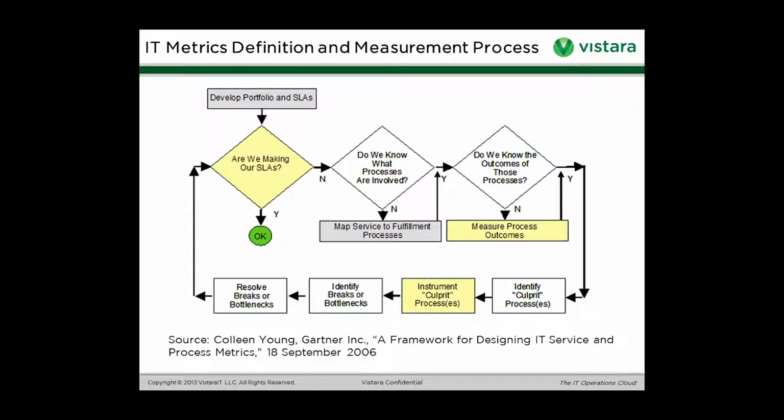But if not, then the next step is to look at what processes are actually involved in offering the services. Do you know that or not? If not, then you've got to map the services you're offering to the fulfillment processes that support them, and then return to identifying the outcomes of the processes. If you've got that defined, great. If not, then first measure your process outcomes. Once that set of activities is done, you can identify the reasons that you're not meeting your SLAs. So you can identify the processes at fault, instrument them, figure out what the breaks or the bottlenecks are, resolve them, and then return once again to analyzing whether you're now making your SLAs.